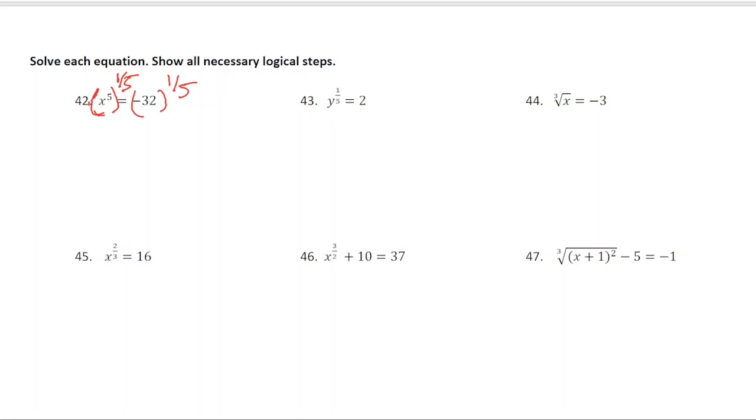Okay, so the 5th root of negative 32, what number times itself 5 times is negative 32? That'd be negative 2. Now, if this was an even number, like let's say it was 1/4, we would have to do the plus or minus. But since it's odd, we do not. Number 43, we want to raise both sides to the 5th power. We do 2 to the 5th, which you should know if you did the last problem is going to be 32.